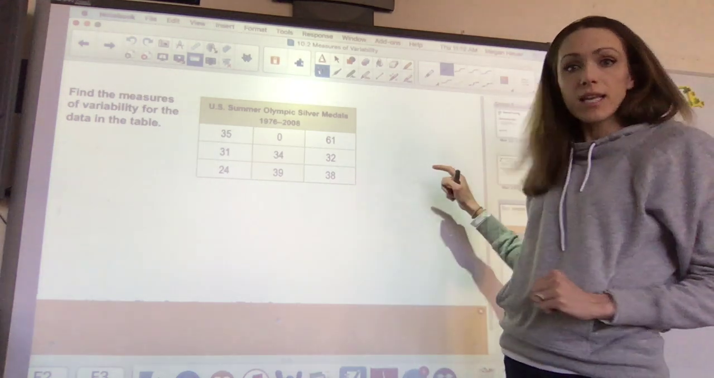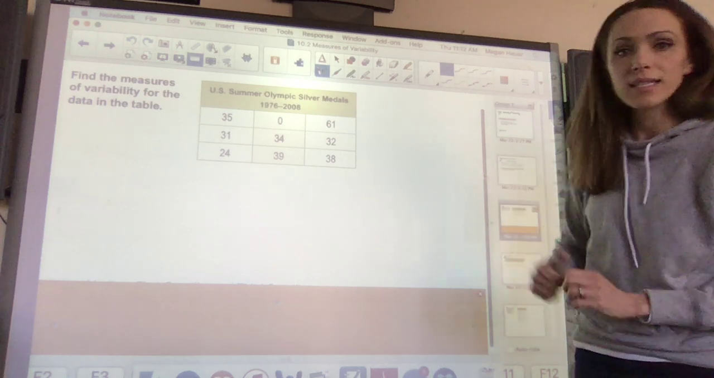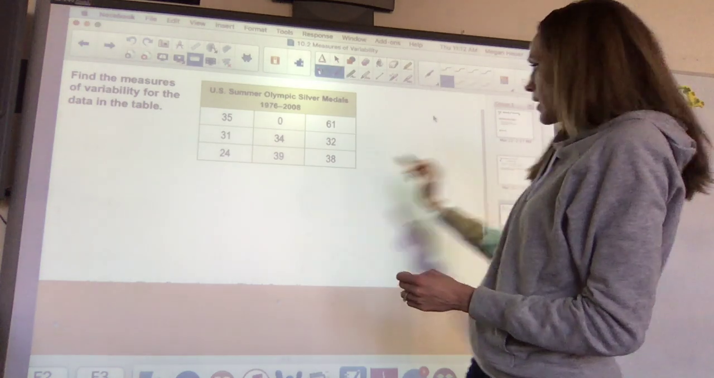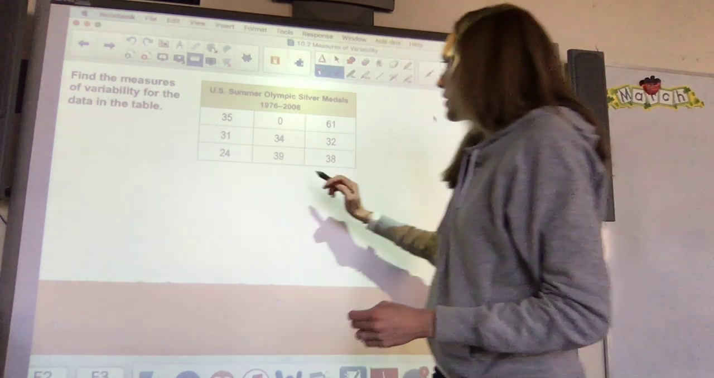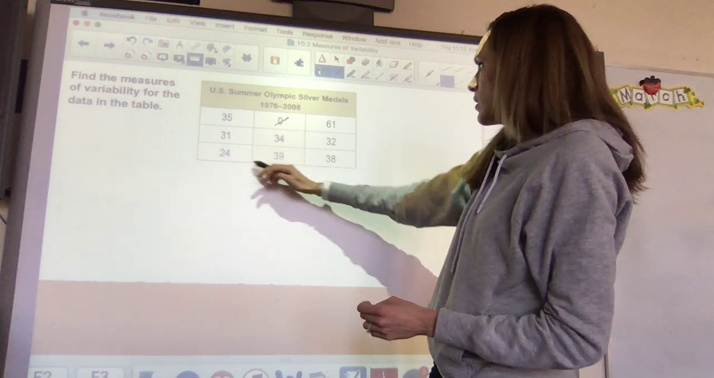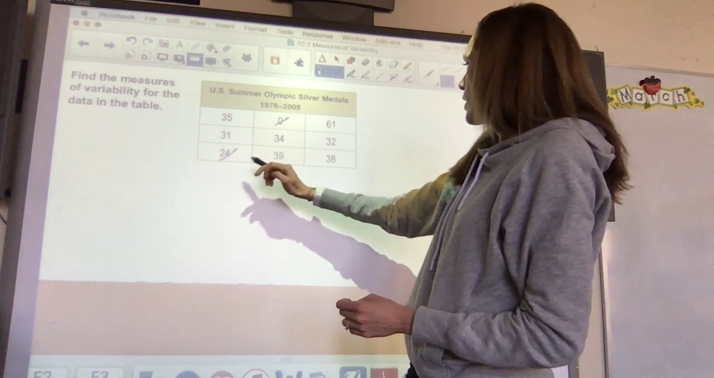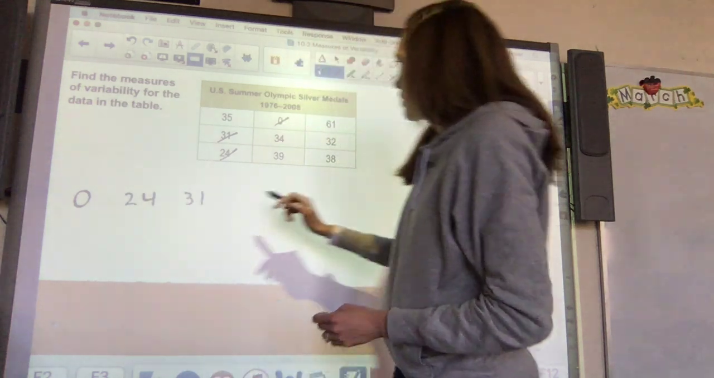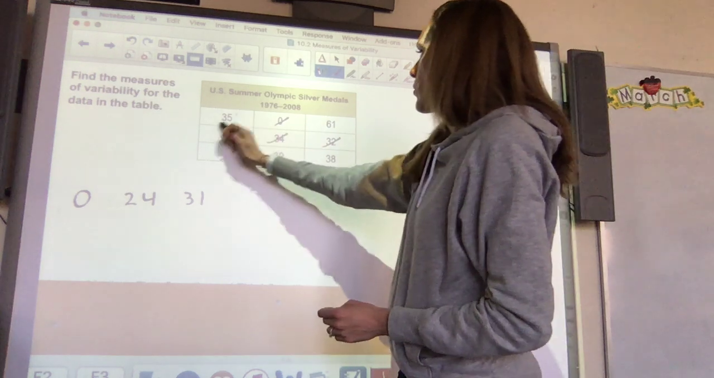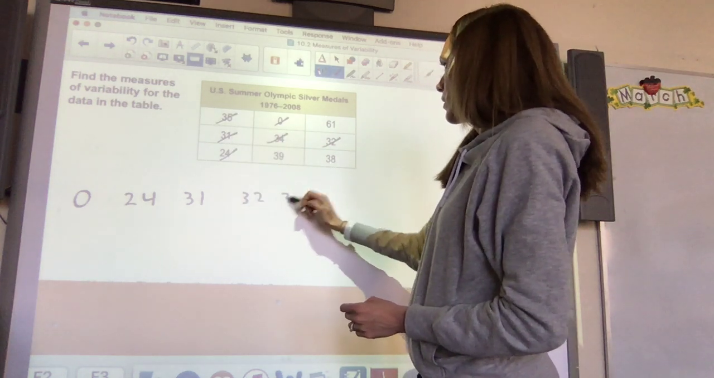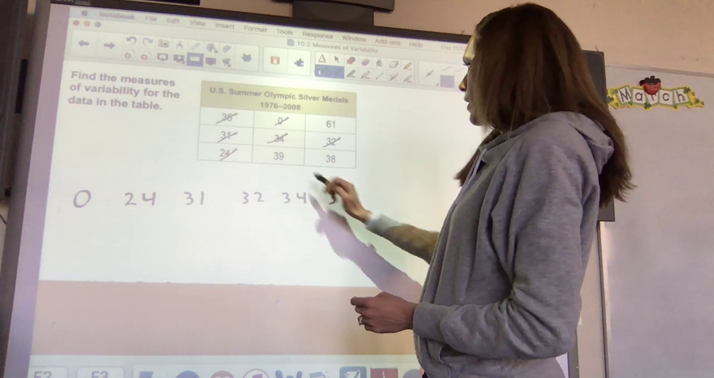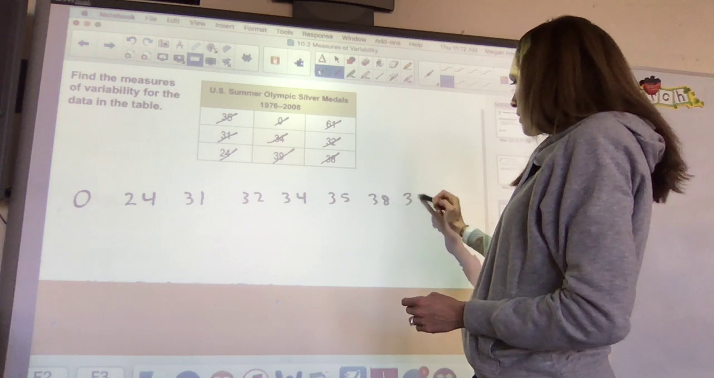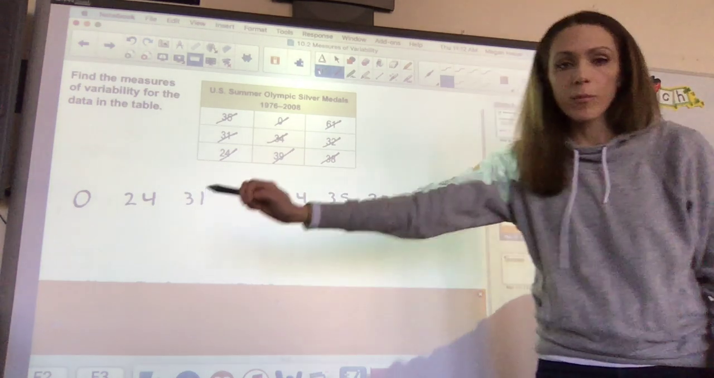So the first thing that we're going to want to do is organize these data points from least to greatest. So I like giving myself a nice amount of space. So my smallest is 0. Then it looks like it's 24 and 31. And then I have 32, 34, 35, 38, 39, and 61. Okay, so I'm going to write these data points.